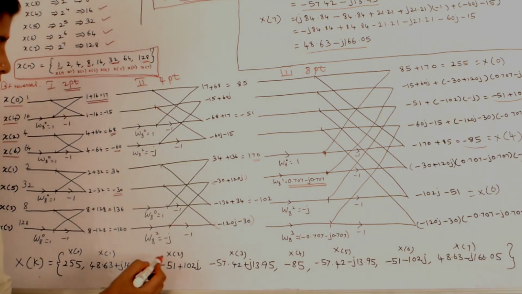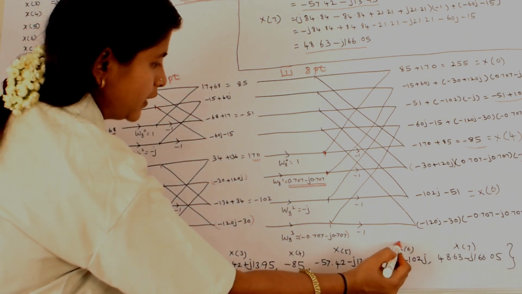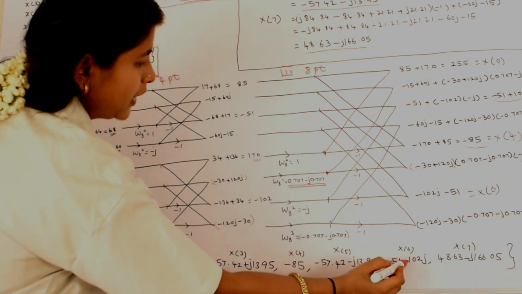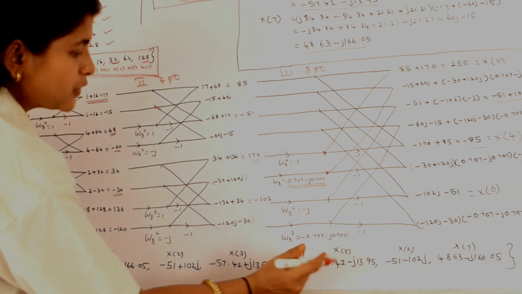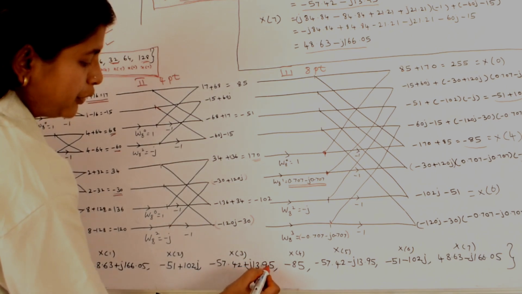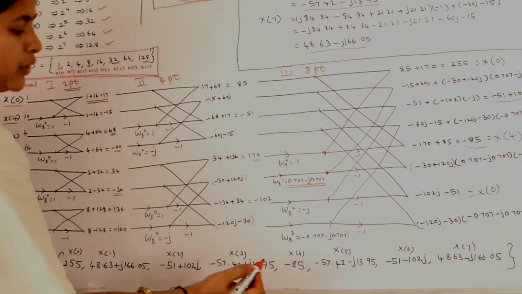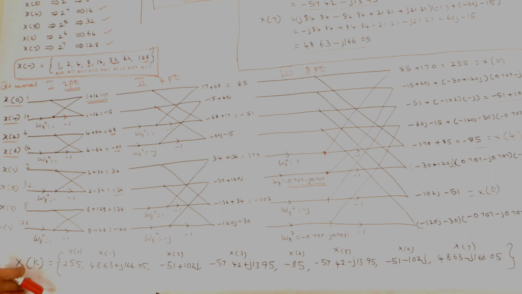Okay. So the next statement is x of 2 value will be the complex conjugate of x of 6. So here you will have plus 102j. Here you will have minus 102j. Same way x of 3 will be the complex conjugate of x of 5. Here you will have plus j 13.95. Here you will have minus j 13.95. Okay. So by using these three statements, you can verify whether you have gotten the right output or not, the right sequence or not.